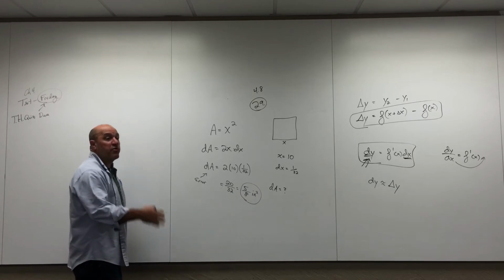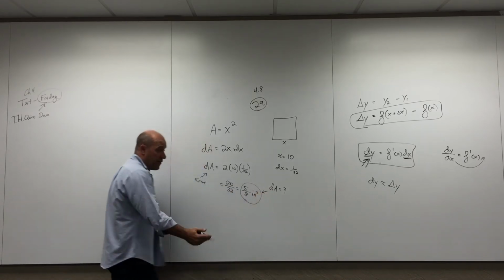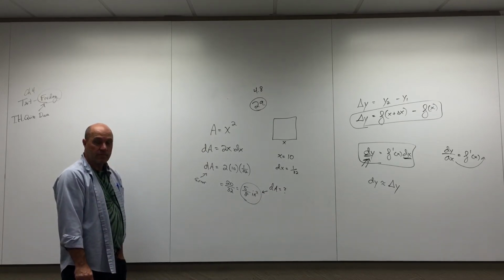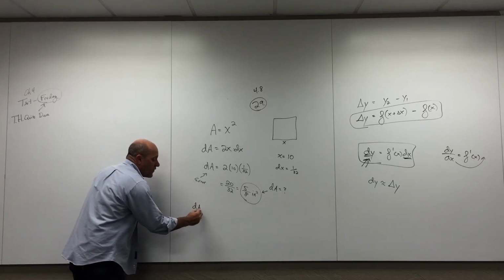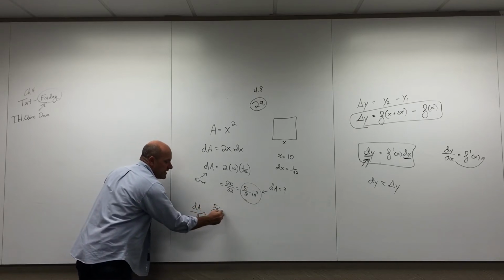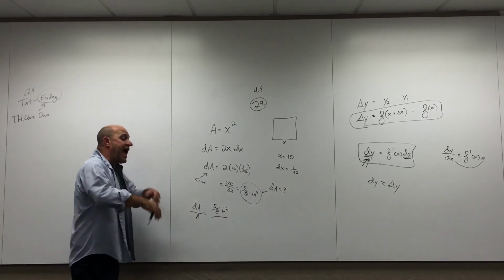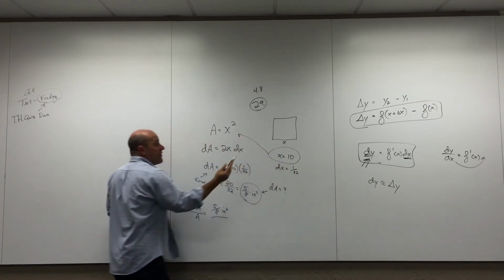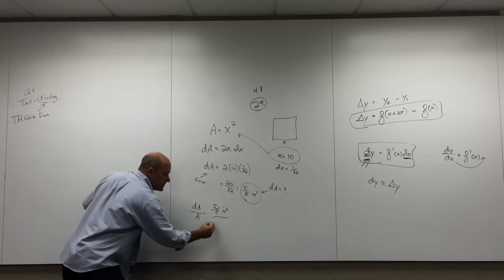Part B wanted a percentage error. This is the actual error right here, the answer, dA. The error in measuring the area is 5/8 inches squared. The percentage error is dA over A. So what was the dA? 5/8 inches squared. What's the actual measured area, as if there was no error? If x was just 10, what would be the area? 100 square inches.